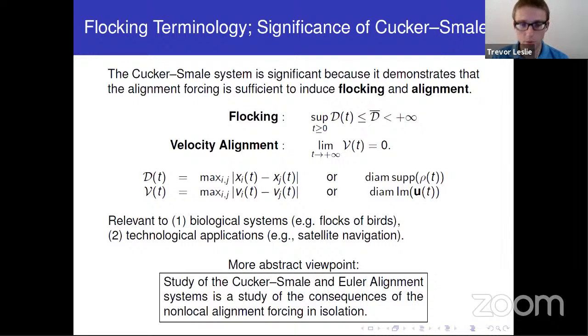These concepts are most obviously relevant for biological systems, but they also have technological applications, for example, satellite navigation. These applications are certainly interesting, but the viewpoint that I'll take in this talk is a little bit more abstract. Our goal today will be to study the consequences of the non-local alignment forcing in isolation.